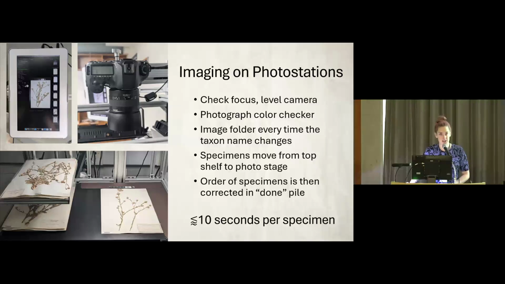So at the beginning of each imaging session, the operator will check the camera's focus and make sure that it's level. The first image of each session will be a large color checker that's used for correction during post-processing. And then we take an image of the folder the specimens are stored in each time there is a different taxon name. The order of images is preserved when a transcription batch is generated, so the folder images show us which taxon name the following specimens should be digitized with as their filed under name.